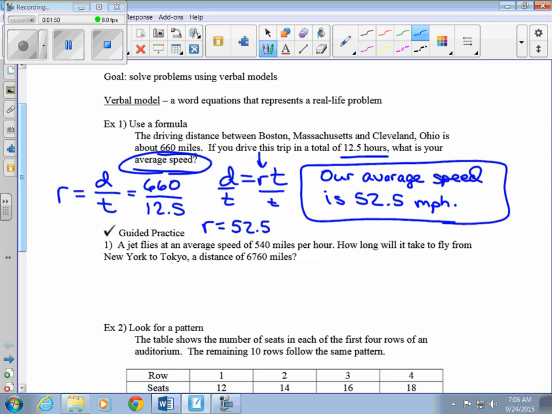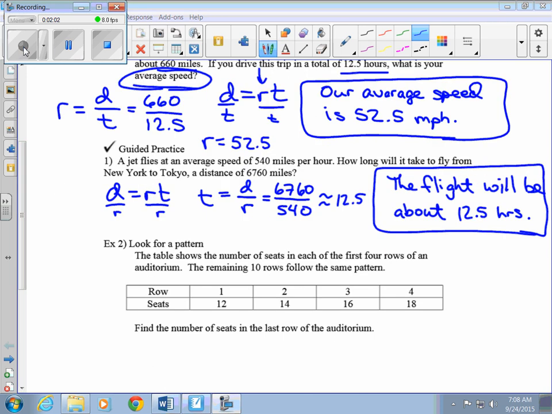All right, so at this time, I want you to try guided practice question number 1. You can pause the video and hit play when you're ready to move on. And here's the answer to guided practice question number 1. So the flight will take about 12.5 hours. We're solving for the time in this case, so we got the t by itself, and then we plugged our numbers in.